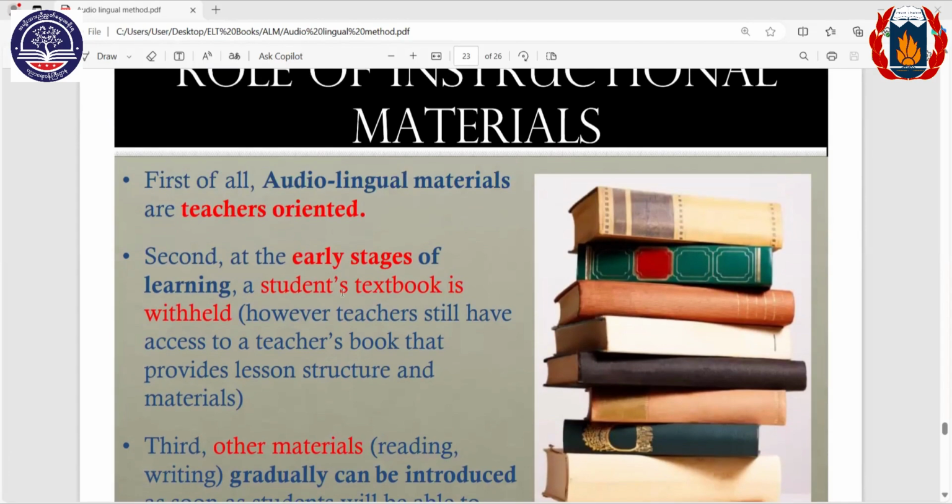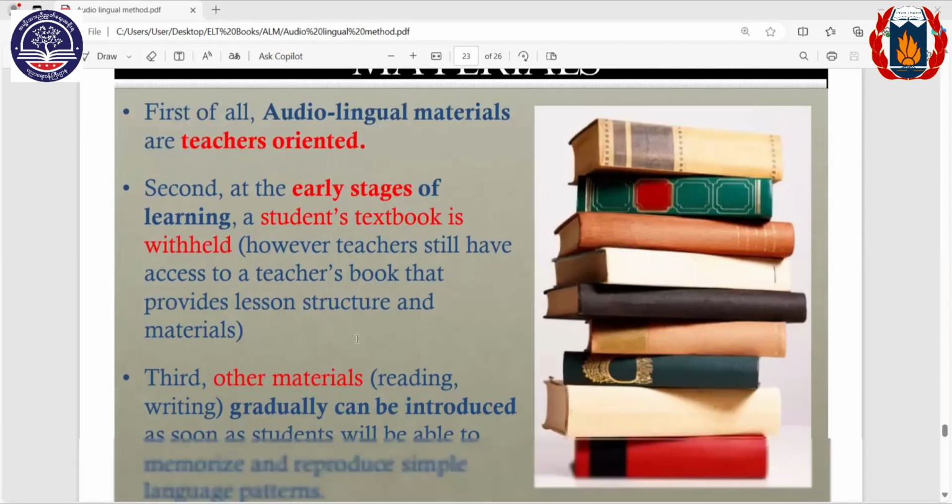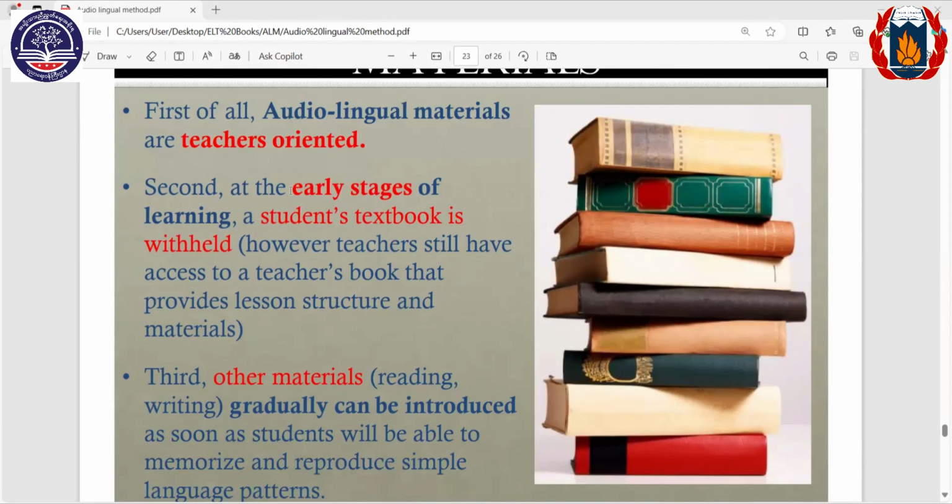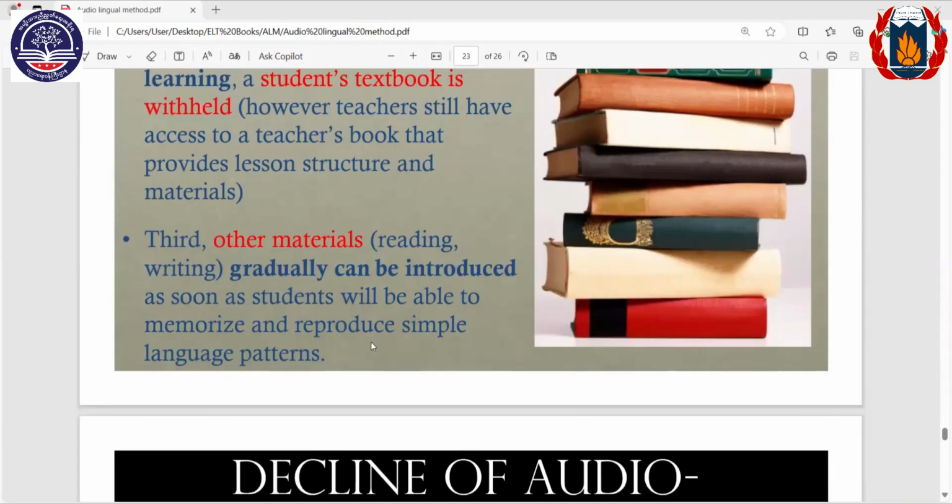So regarding the roles of the instruction and material, the audiolingual approach is a teacher-oriented approach. At the early stage, you don't need to give the books to the students, but you need to have a book in your hand because you will produce as a model. And reading and writing come later.